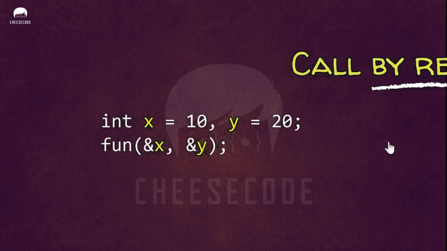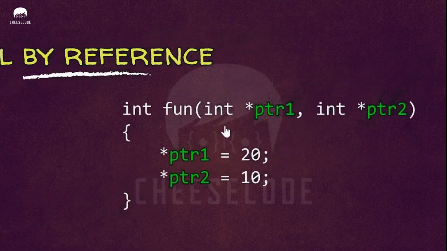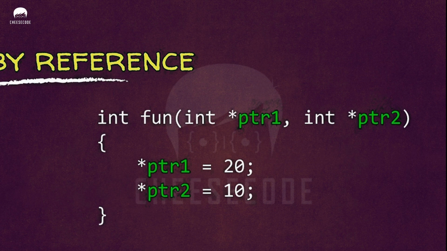Therefore, in the definition of the function, the addresses of x and y are received instead of values. Now, as addresses are received by this function, some special kind of variable is required to store them. If we simply declare a variable over here in the parameter list, it is not capable enough to hold the addresses. Therefore we require special variables, also called pointers.